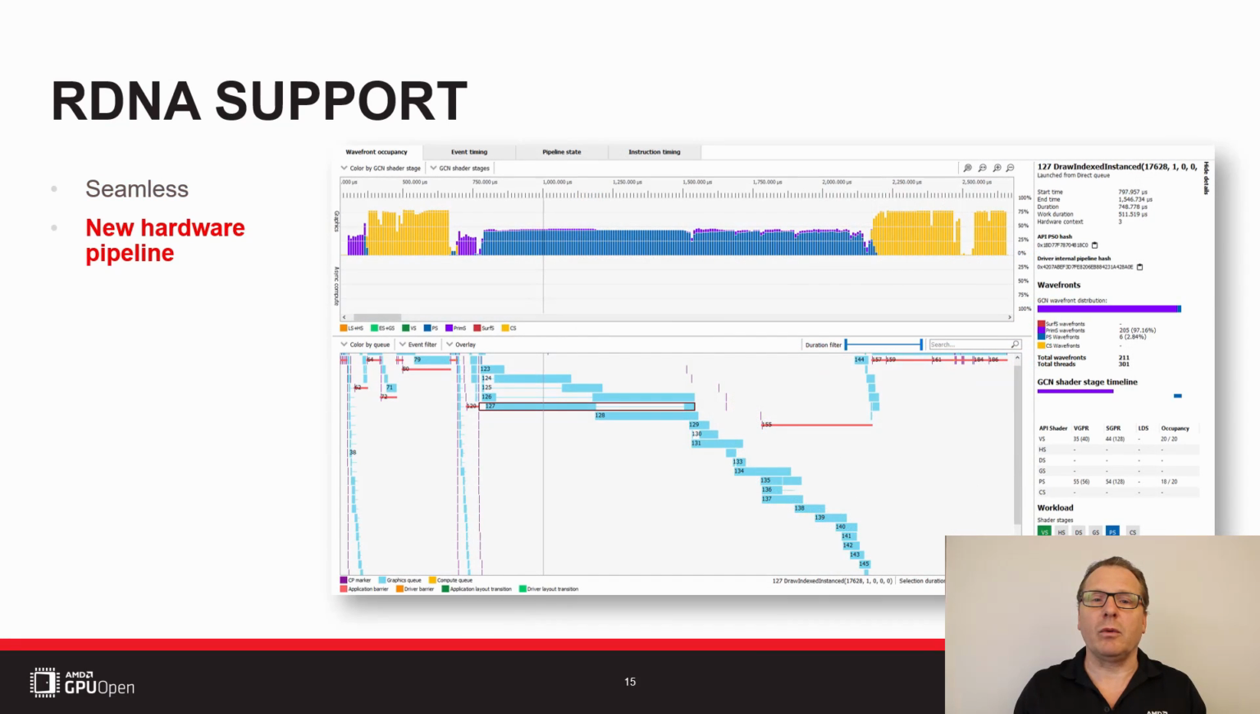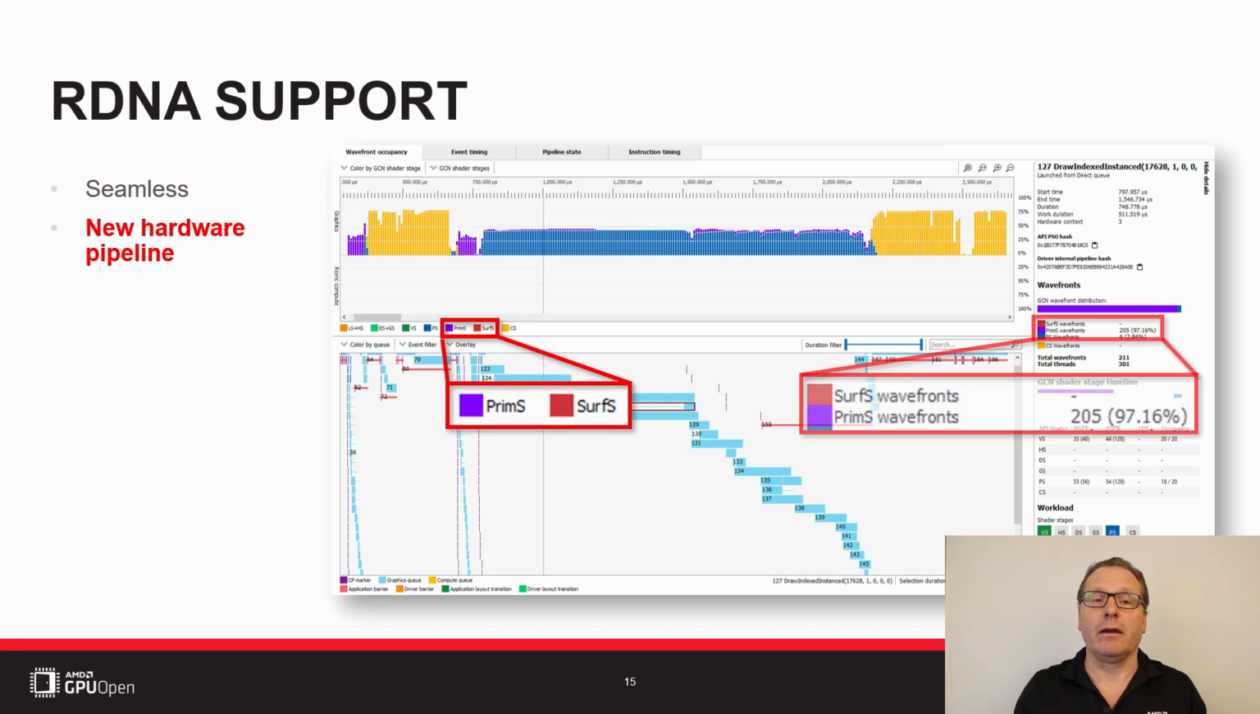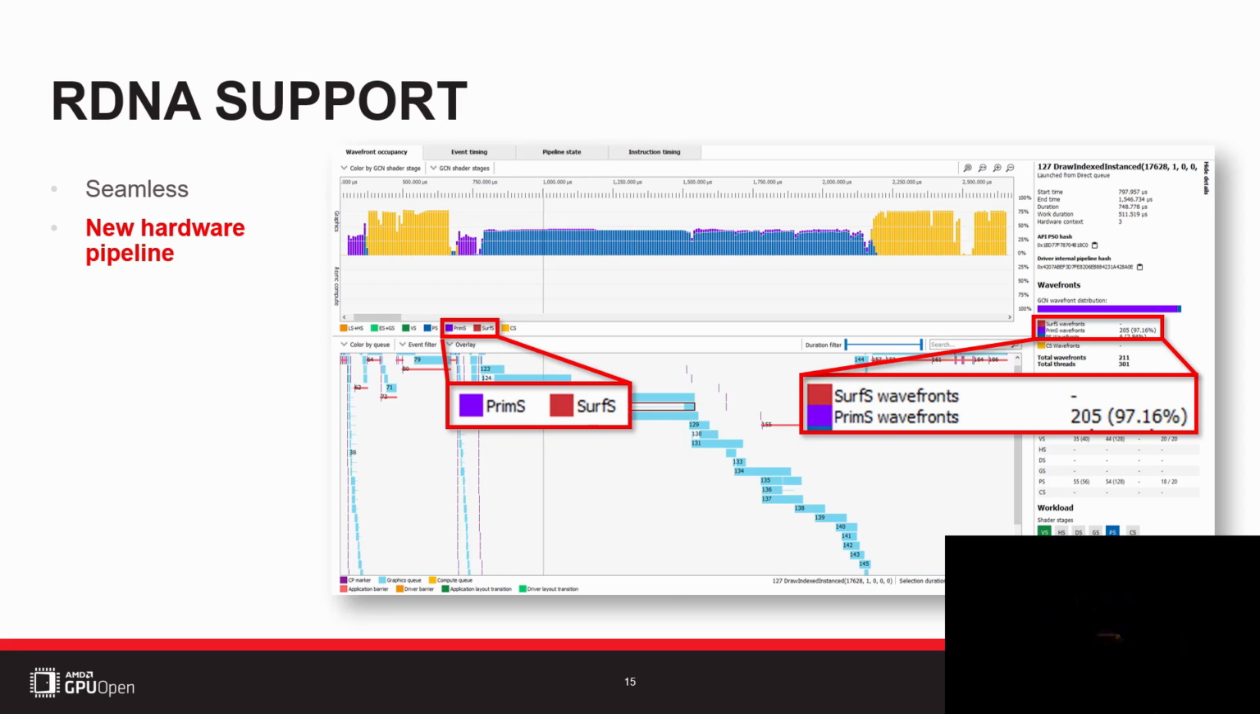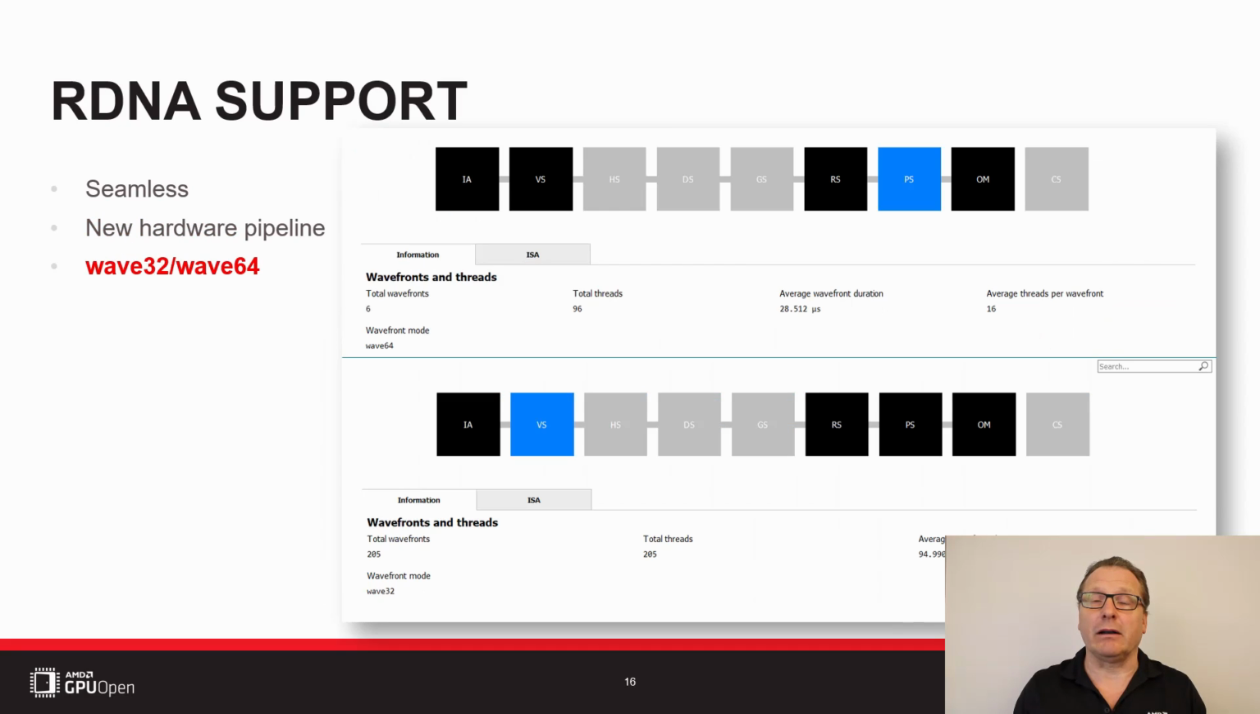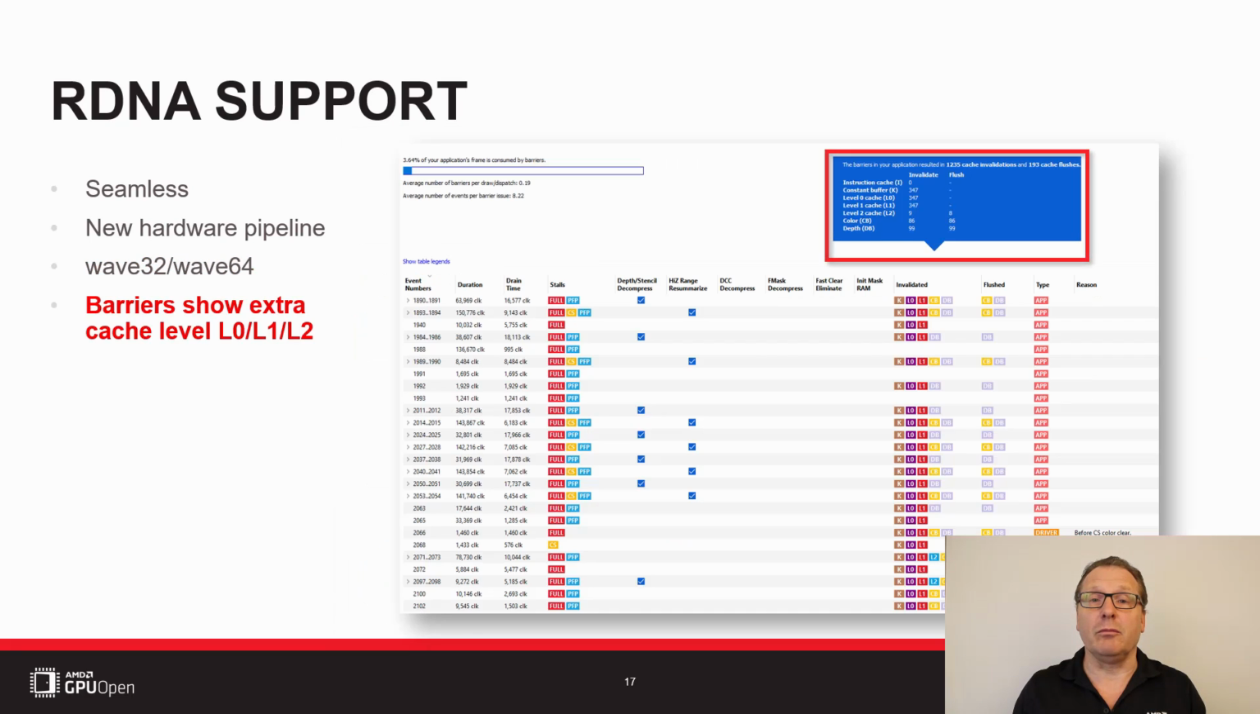There are a few places where the UI has changed to adapt to the new RDNA architecture. Here we can see the new RDNA PrimS and Surface hardware shader stages that have been added to the wavefront occupancy timeline and event side panel. When running on RDNA hardware, the RGP UI will also show you if a shader was compiled in Wave32 or Wave64 mode. Here we can see a pixel shader that was compiled in Wave64 mode and a vertex shader that was compiled in Wave32 mode.